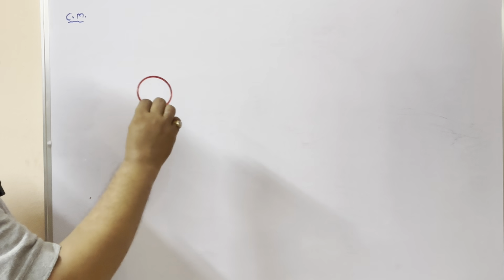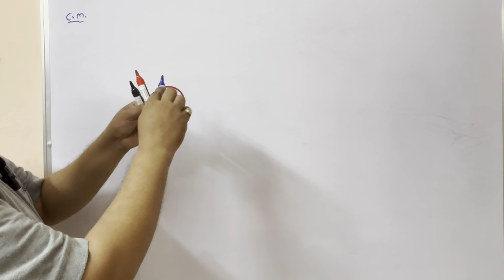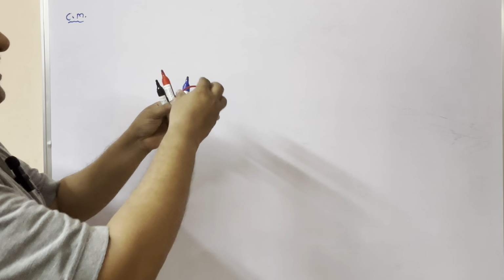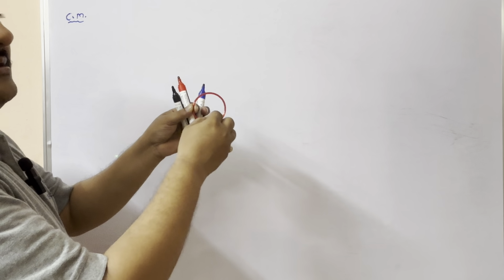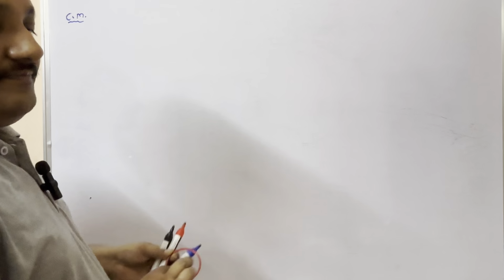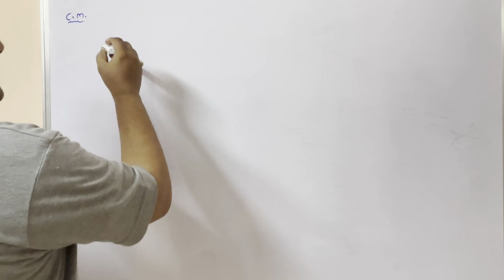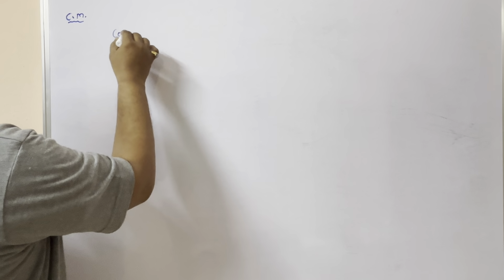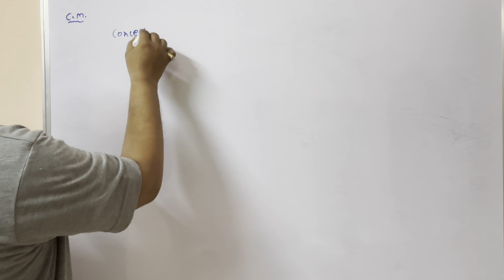Let us assume you are taking this bangle. This bangle is made up of so many particles. All these particles' mass will be concentrated at one point. That point we call the center of mass, where the total mass is supposed to be concentrated.